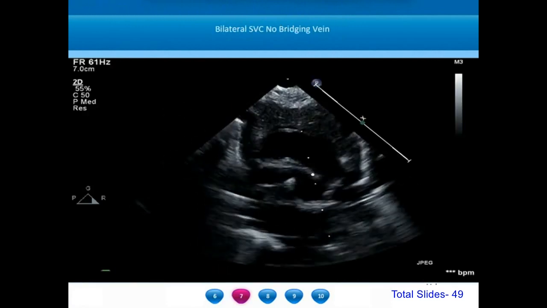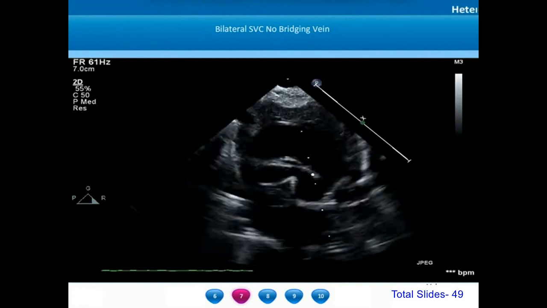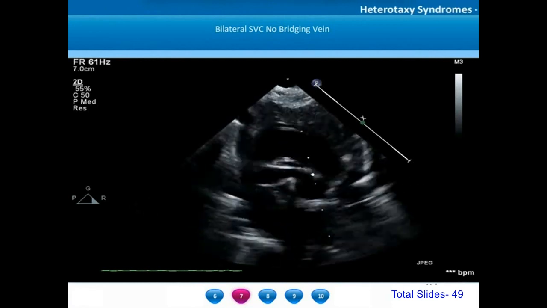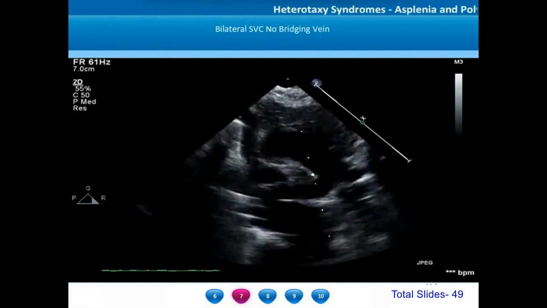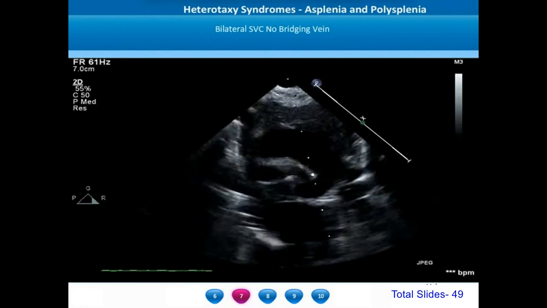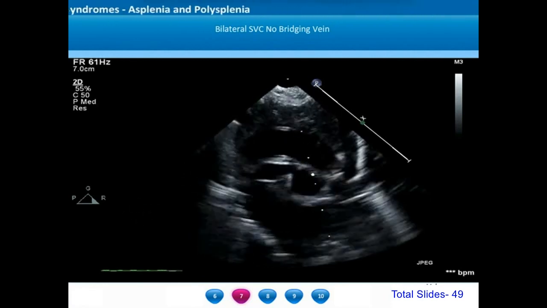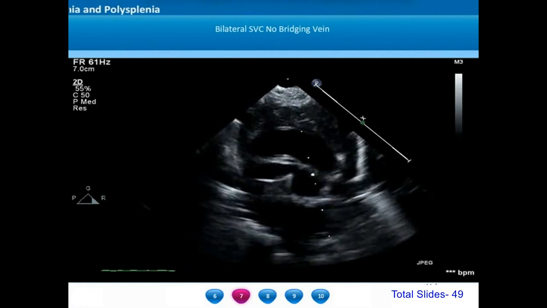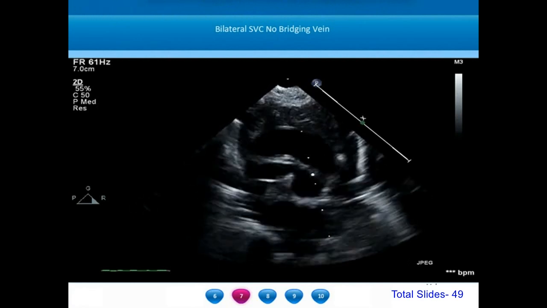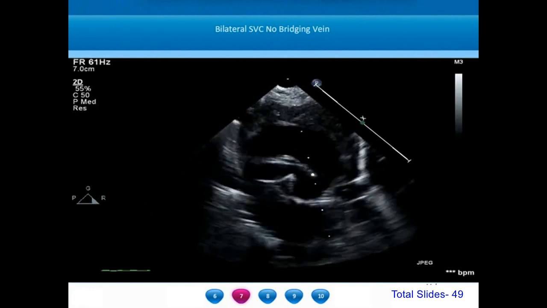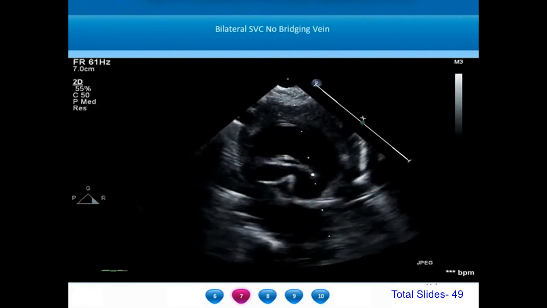Bilateral superior vena cava is more common in asplenics. You can appreciate from the suprasternal view that there are two superior vena cava on either side of the great arteries. You can also notice a thymic tissue in close relation to the great arteries. Heterotaxy syndromes are not commonly associated with thymic hyperplasia.